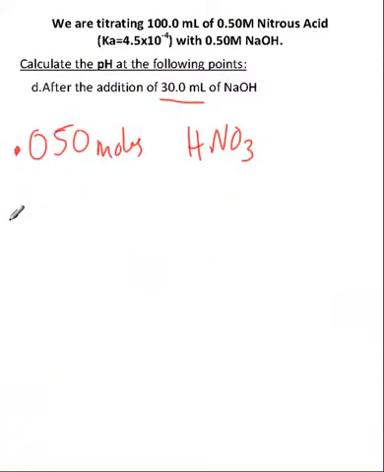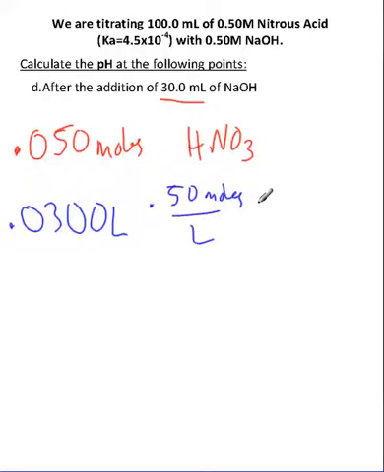Or you can just do the math and say 0.0300 liters times 0.50 moles per liter, and that's going to give us a value of 0.015 moles of the OH ion.